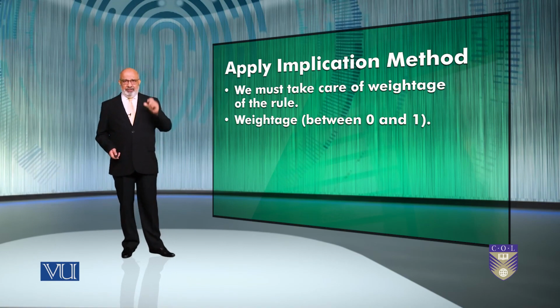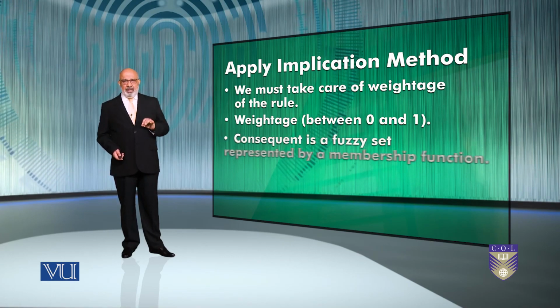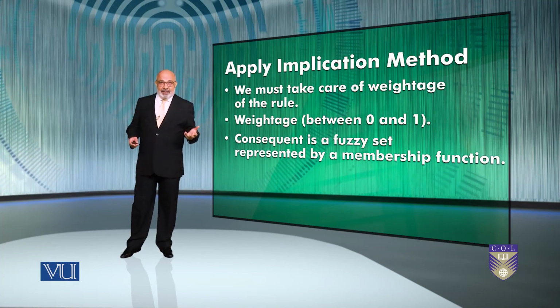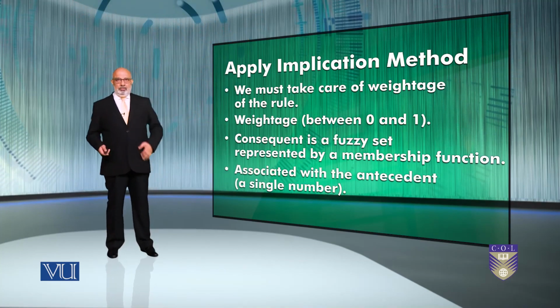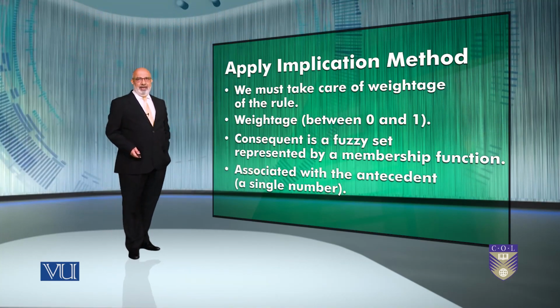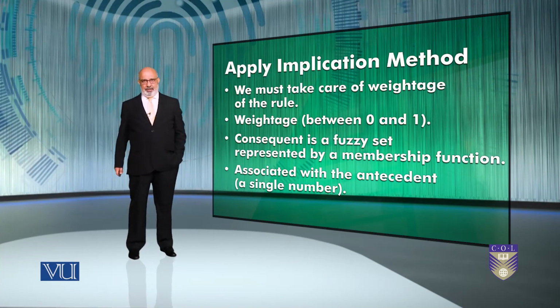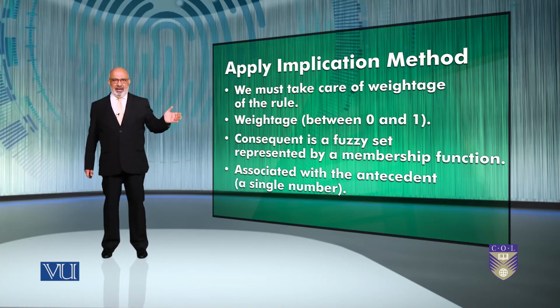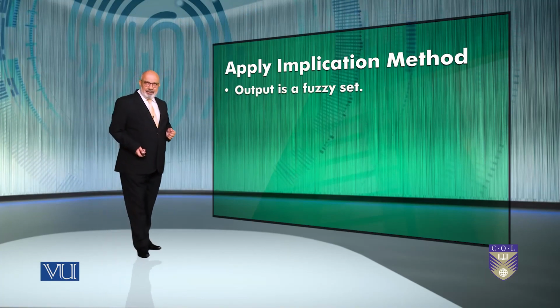All right. So once we have that assigned, the implication method is implemented for each rule, and the consequent, the right hand side, is a fuzzy set represented by a membership function, which after weighing appropriately these linguistic characteristics attributed to it, we come up with a single number. So the input for the implication process is a single number given by the output of the antecedent, and the output is a fuzzy set.